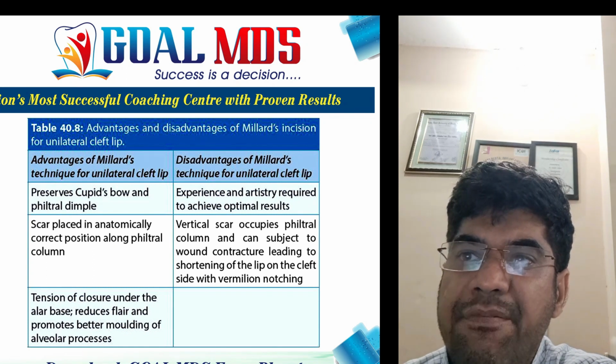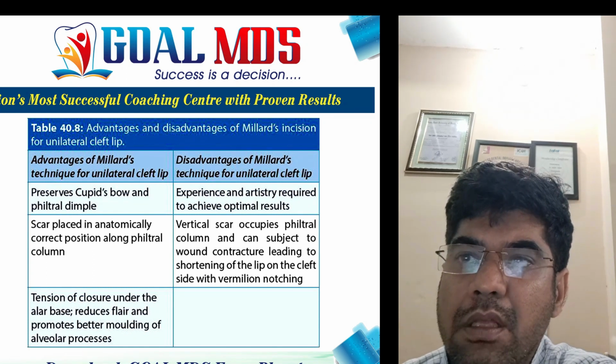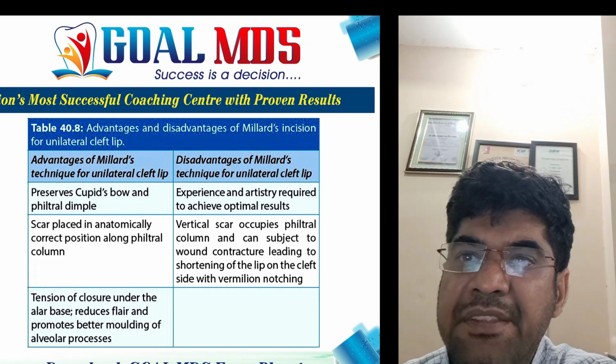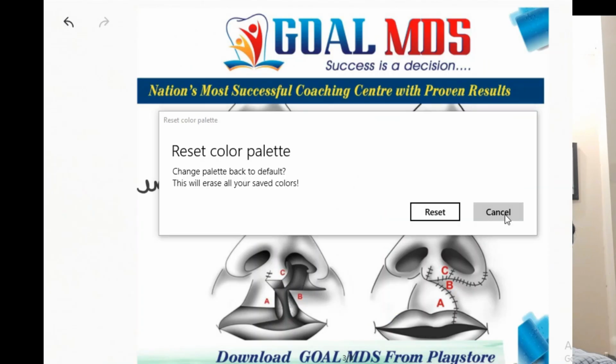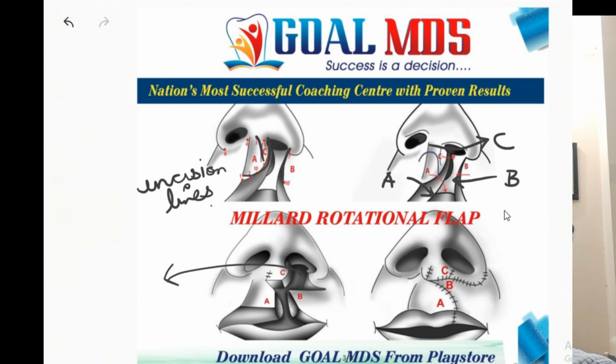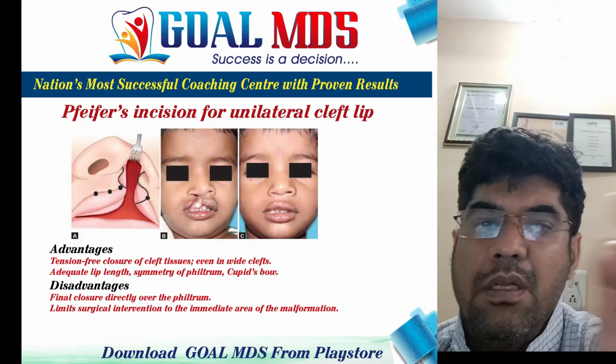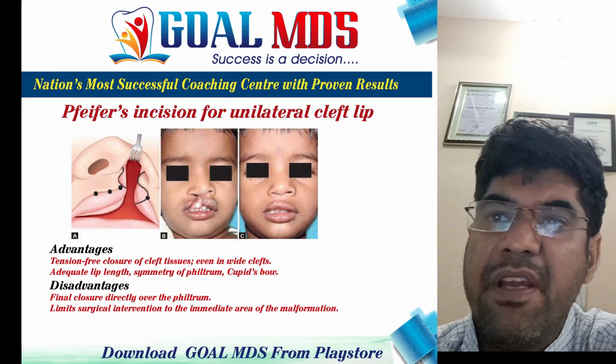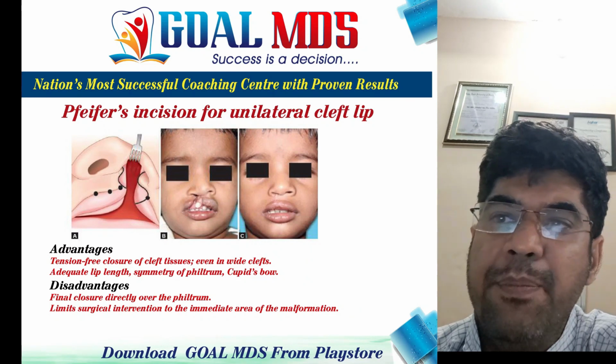For the bilateral cleft repair, remember the flap C is never allowed to cross the midline of the columella. This is to preserve the blood supply to the columella. The other is the Pfeiffer incision for the unilateral cleft lip.